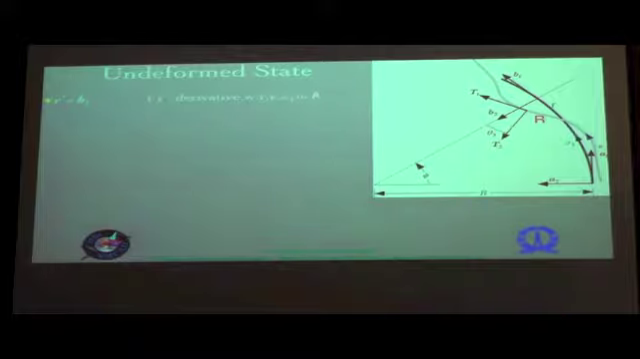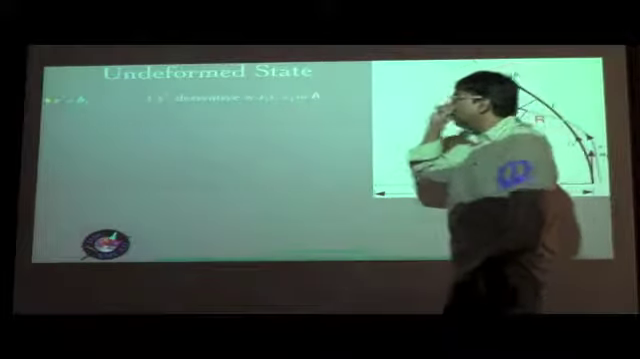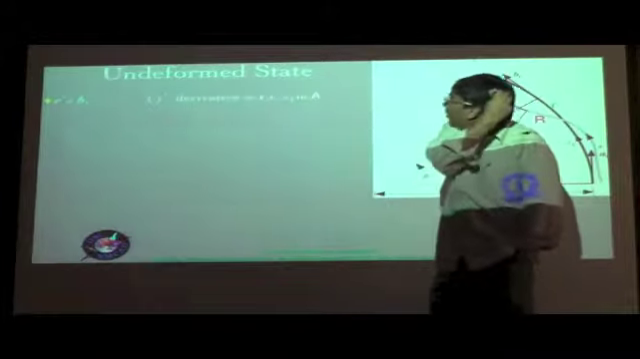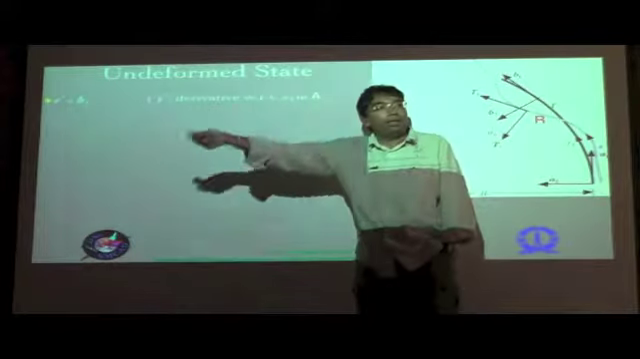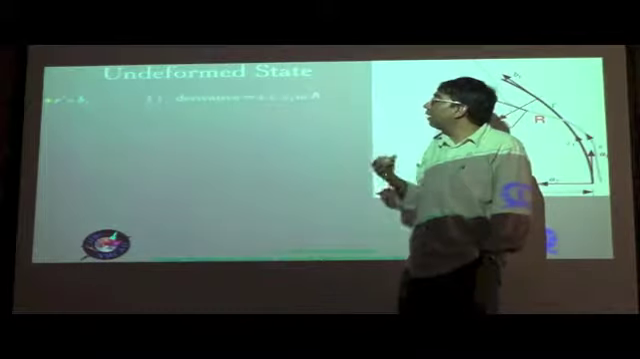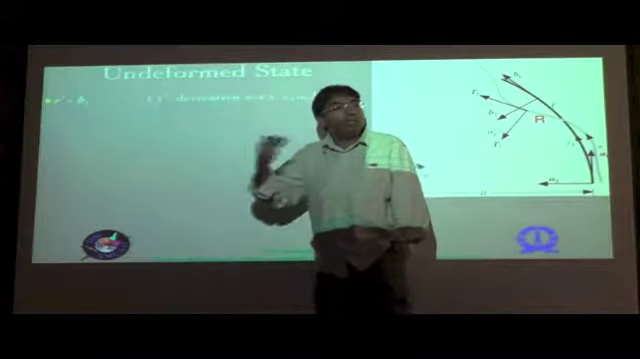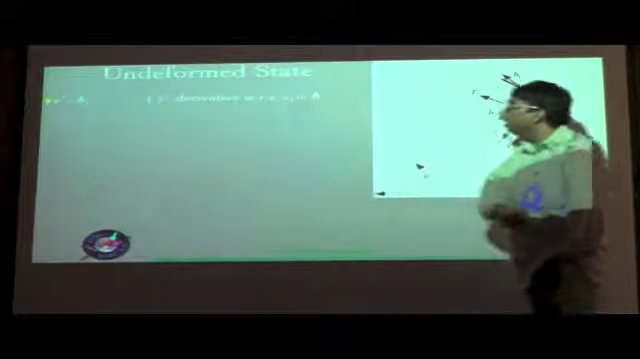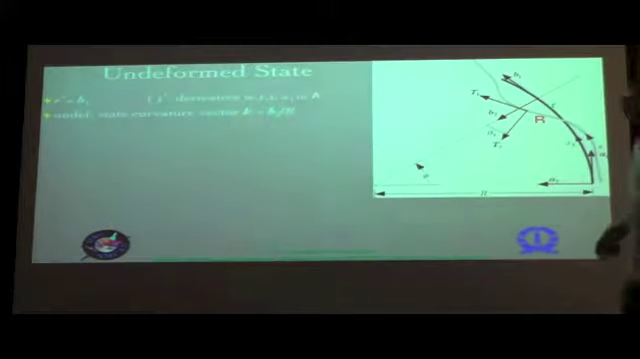A few more words about the undeformed state. Once again, the derivative of the position vector to the reference curve in the undeformed configuration with respect to x1 in the frame A is nothing but b1. That's how the unit vector b1 is defined. Again, no difference from what we have been doing before.